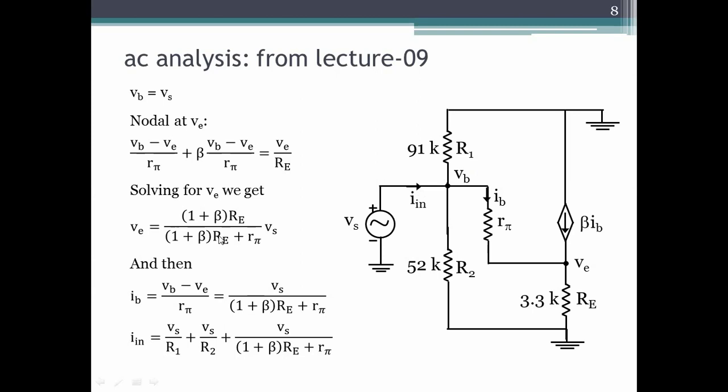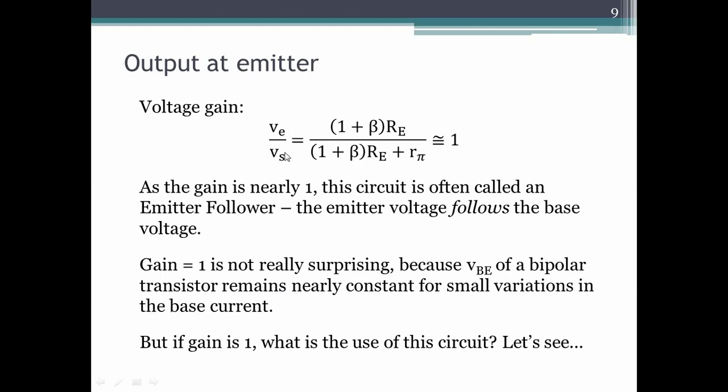Let us discuss the voltage gain first. So the voltage gain is V by Vs, which is all this, and as we had seen before, it is approximately 1 because this R pi is very small compared to the 1 plus beta Re, and therefore this is approximately 1. Because the gain is 1, this circuit is often called an emitter follower, because the emitter voltage follows the base voltage or the input voltage.